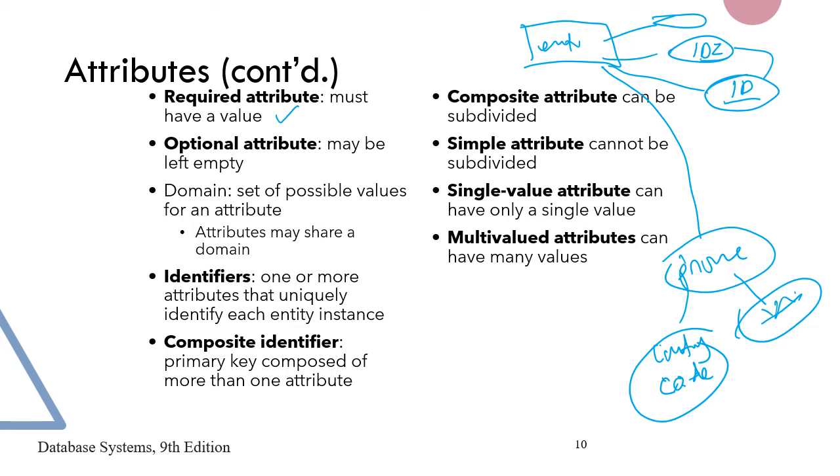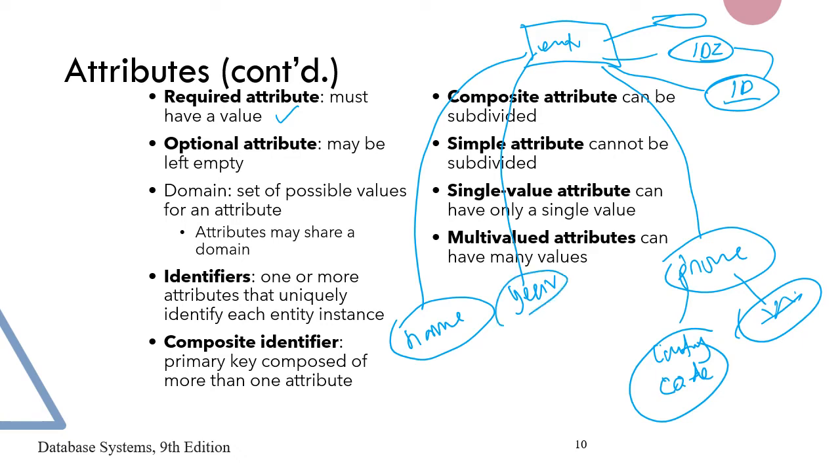Others like maybe postal code. Postal code can be divided. So that is a composite and simple attribute. Next, we have single-valued and multi-valued attributes. What's the example of this? Name. Name is a single value. What else? Year, also a single value.